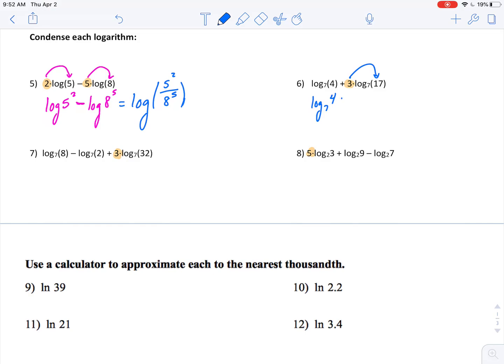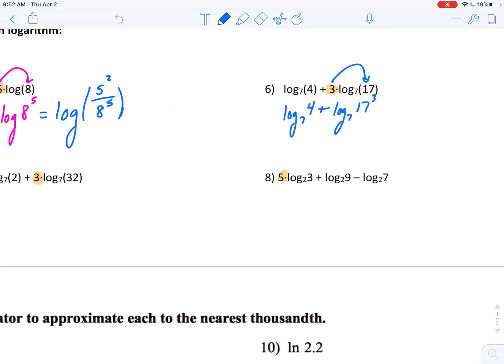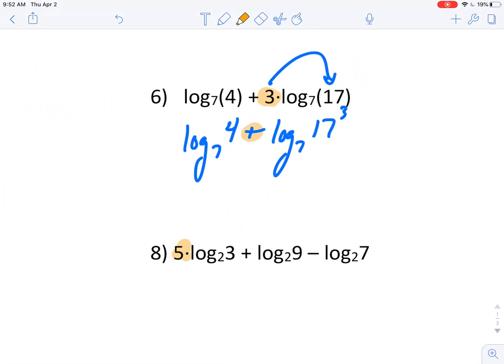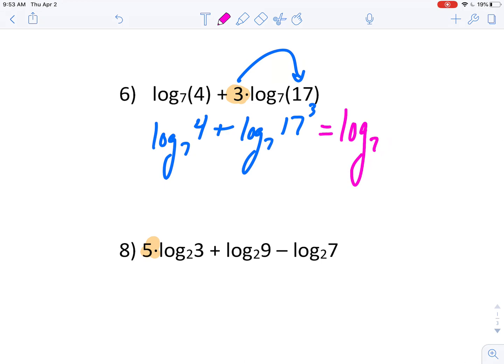All right, let's do 6 together, and then I'll leave 7 and 8 for you. So we see numbers out front. We can bring that into the exponent. So log base 7 of 4 plus log base 7 of 17 to the 3rd. And now I've got to condense this into a single log. And since I have addition here, then I can take this and write it as a single log.